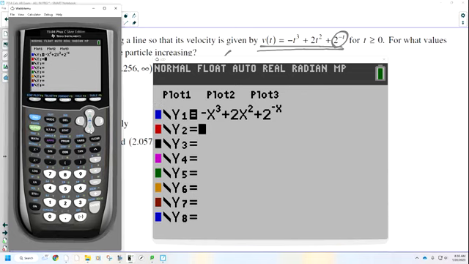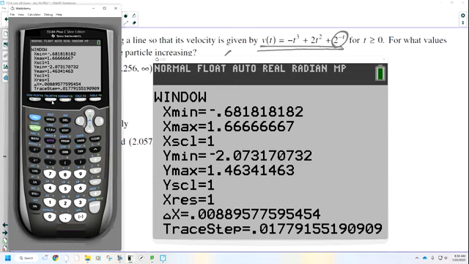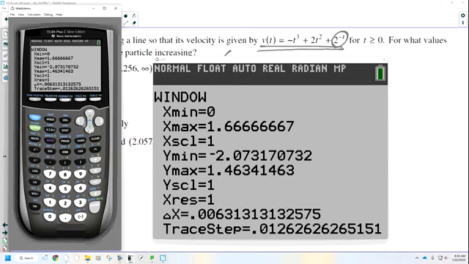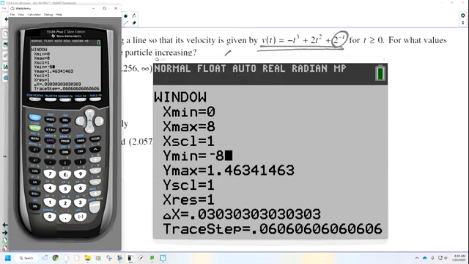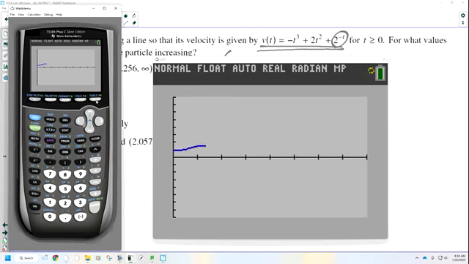Now, my time is 0 or greater, which is my x value. I'm going to make that 0 to, I don't know, let's go to 8 by 1s. In y, we'll go negative 8 to 8. Hopefully that captures everything we need. We can adjust the window if we need to. All right.